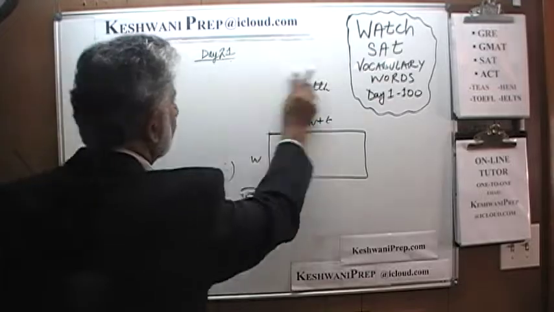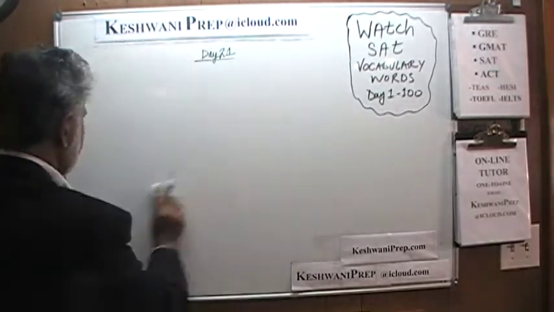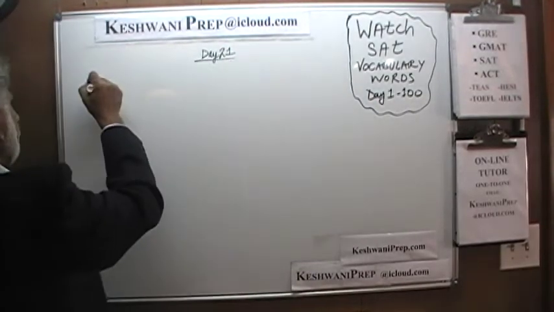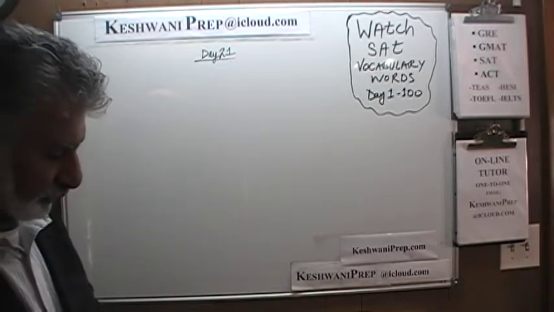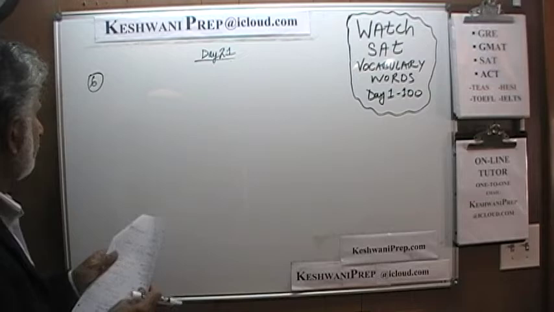Number 6. Now we're getting into the medium questions as we get into number 6. Do you understand? The good times are over.